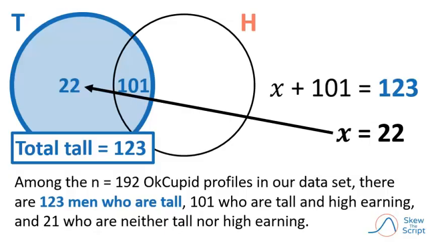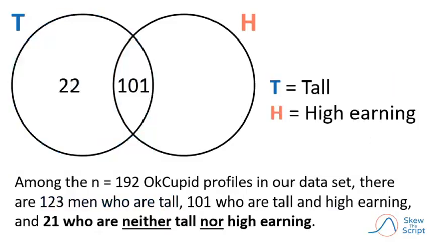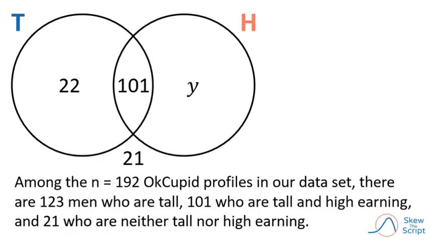So 22 of the profiles report being tall but not high earning. Now, the last part of the description shares that 21 of the men are neither tall nor high earning. They don't go in either circle, so we account for them by putting their count outside of the circles.